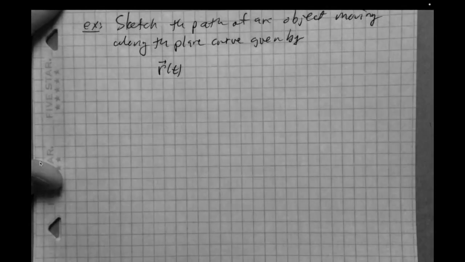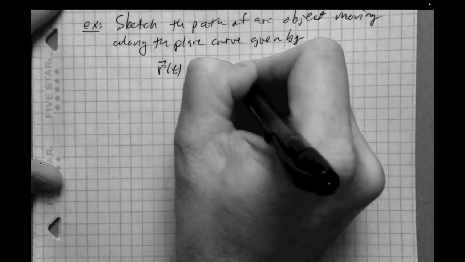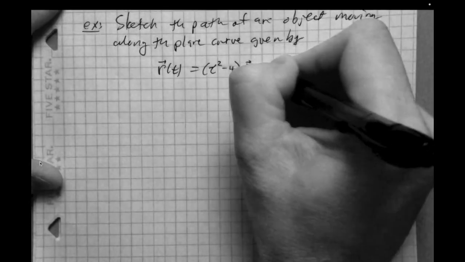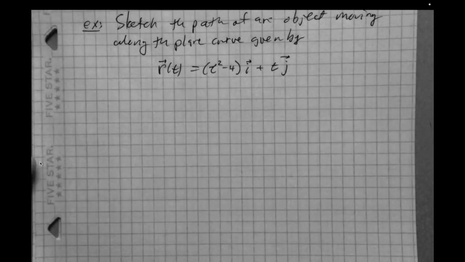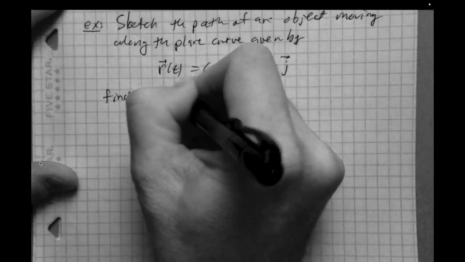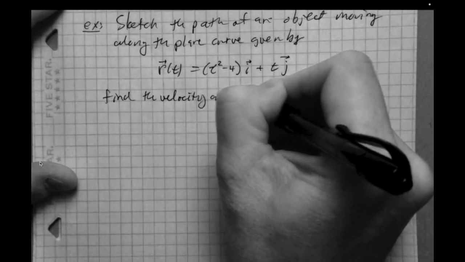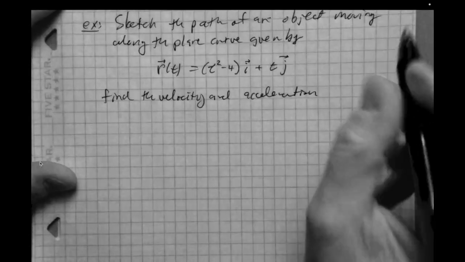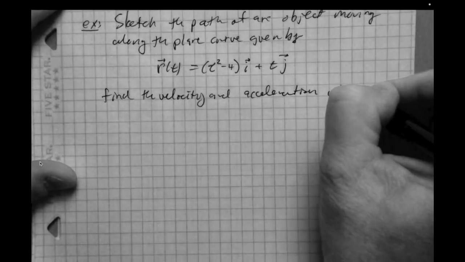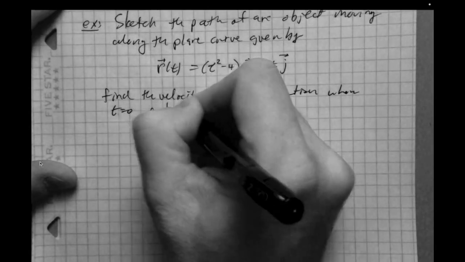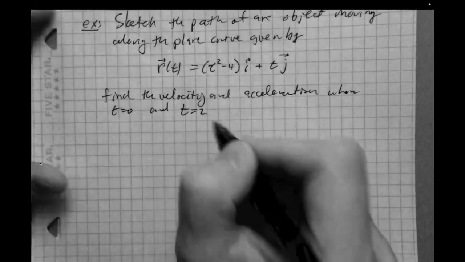given by the position vector r(t) equals (t squared minus 4) times the i vector plus t times the j vector. So we want to sketch the path of this object, and we want to find the velocity and acceleration. Let's specifically find the velocity and acceleration when t equals 0 and 2. All right, so two specific times.